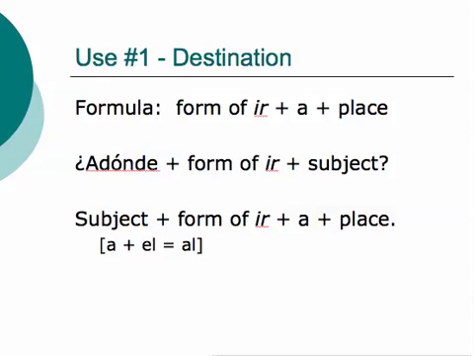Now let's talk about the different uses of the verb ir. The first use is destination, and the formula is ir plus a plus place. So when you ask a question about destination, you would say a dónde, the correct form of ir, and the subject. To answer that question, you would use the subject, the correct form of ir, a, and the place. Keep in mind that if you have the combination a plus el, the word the, it becomes al. For example, voy al gimnasio.